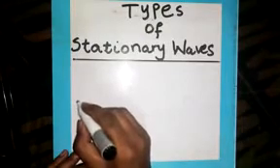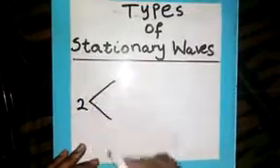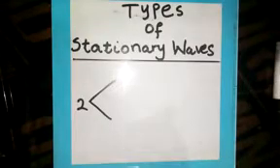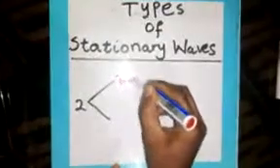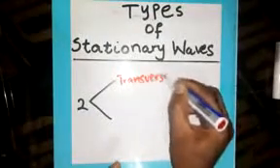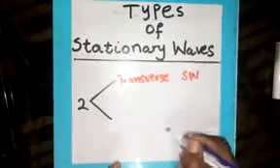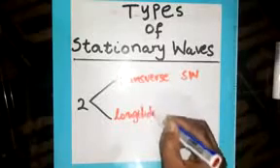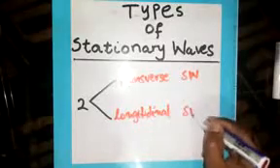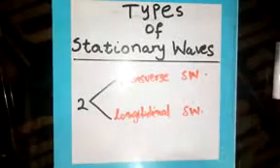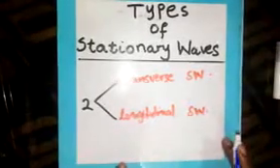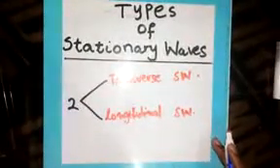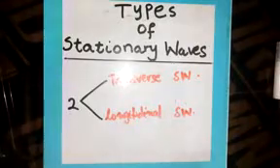There are two types of stationary waves. These are transverse stationary waves, but also we have longitudinal stationary waves. These are the two types of stationary waves we have: transverse and longitudinal stationary waves.